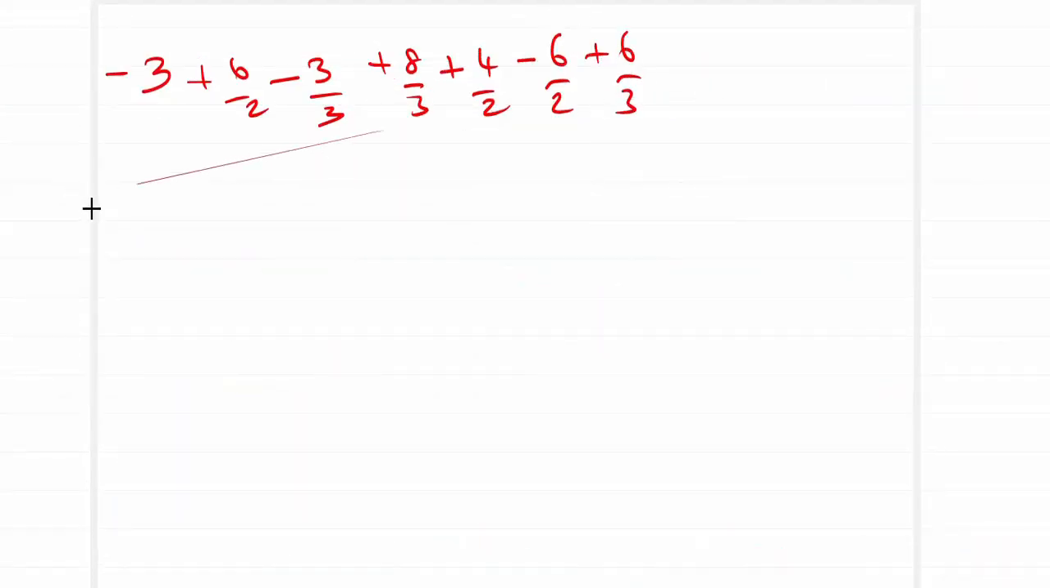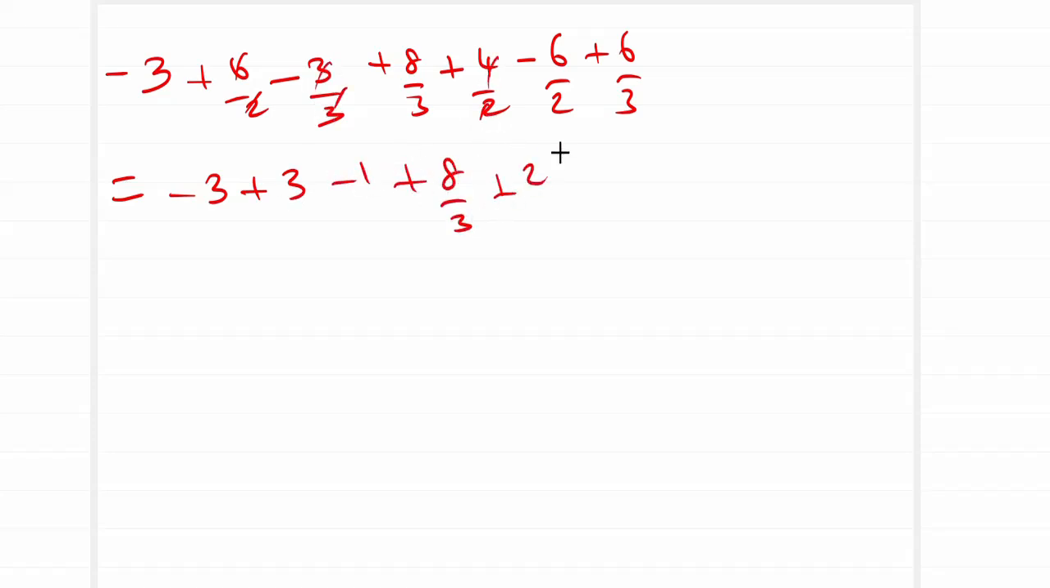Let us simplify these quantities now. So this on simplification gives me minus 3, this goes plus 3, this goes minus 1, plus 8 by 3, this goes 2 times, this goes minus 3 times, and this goes plus 2 times. So you have it to be equal to minus 3 and plus 3 can be cancelled off. Minus 3 and minus 1 will make it as minus 4.